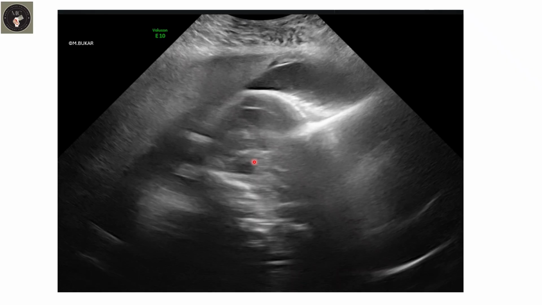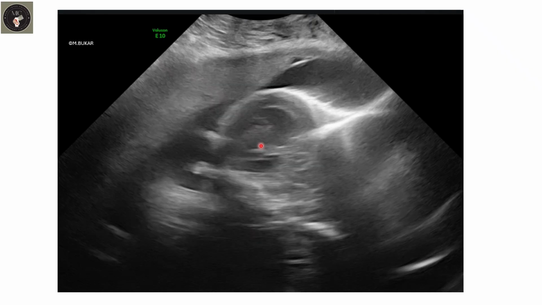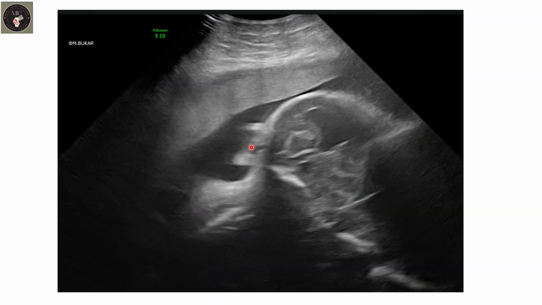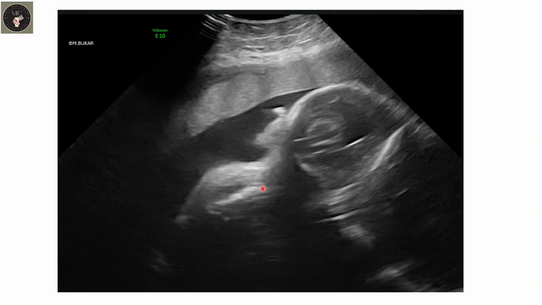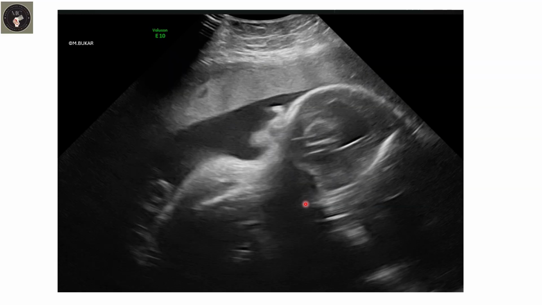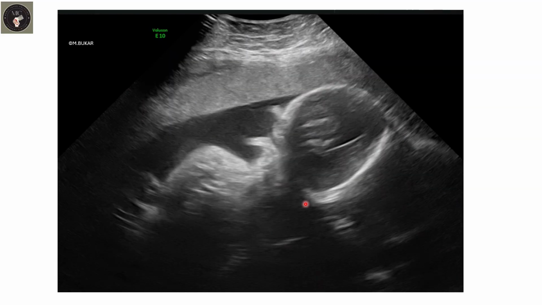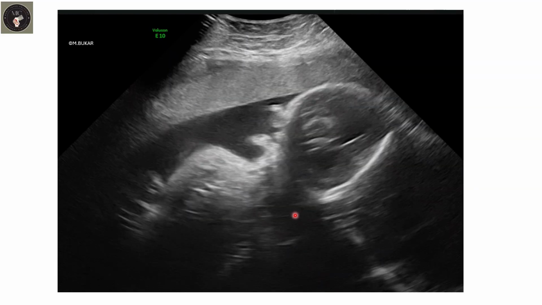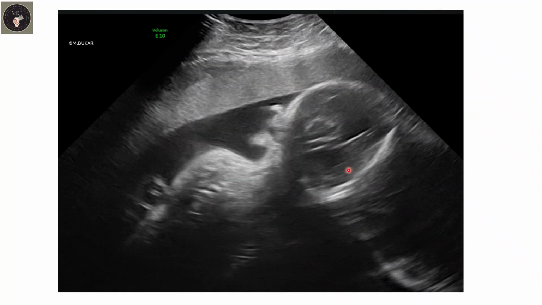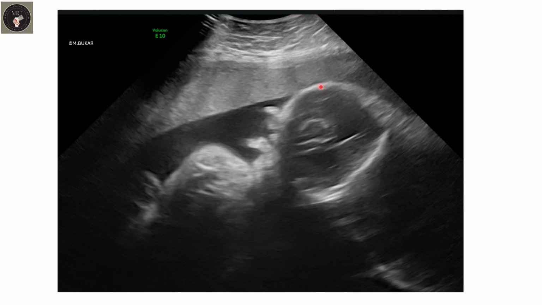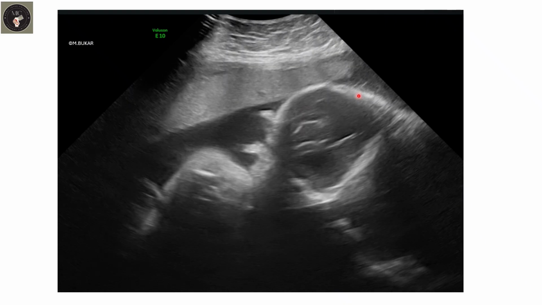See the dilated anterior horns. The pinna is in here. You can see the placenta is stretched out because of the polyhydramnios.